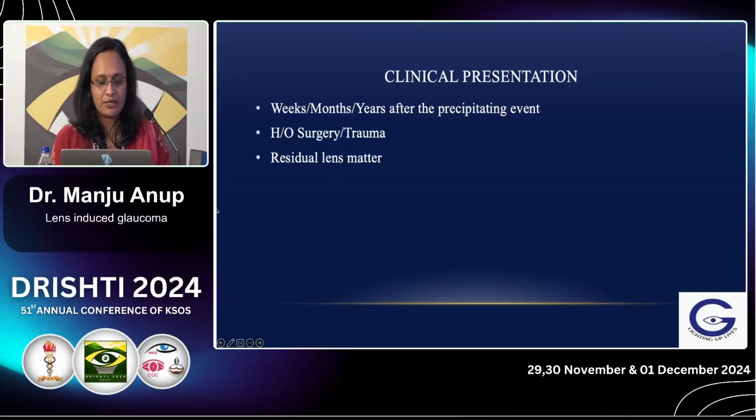On examination, there will be conjunctival congestion, epithelial edema, and in the anterior chamber there will be cells and flare, and you will be able to see the cortical lens matter in the anterior chamber. Intraocular pressure will be elevated. There can be peripheral anterior synechiae or posterior synechiae, and the angles are usually open.